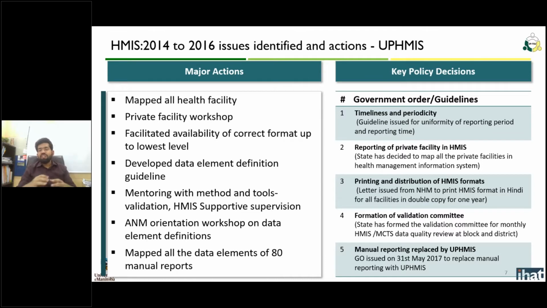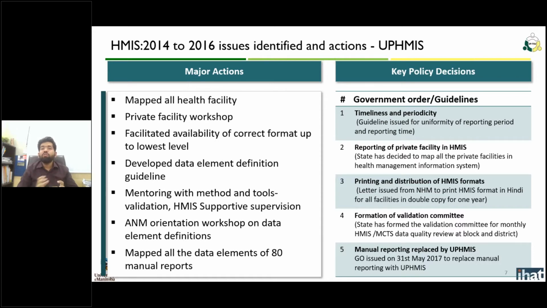Initially, when we started working, only HMIS was there, and I've already discussed the key gaps. We are fortunate that Mr. BK Jain is here under whose leadership many of the guidelines were released. That policy was missing during the initial period. At least for the HMIS, we were able to have some government orders and guidelines like timeliness, periodicity, private facility reporting, availability of the HMIS format, and accountability for the data. These guidelines, which are the base for reporting of any data, were actually missing initially.